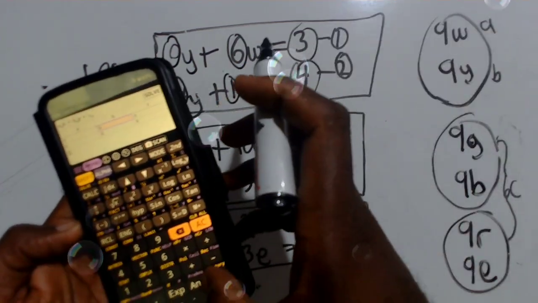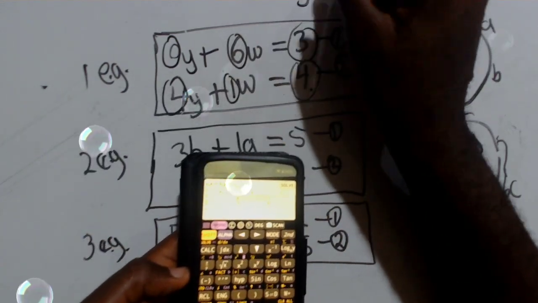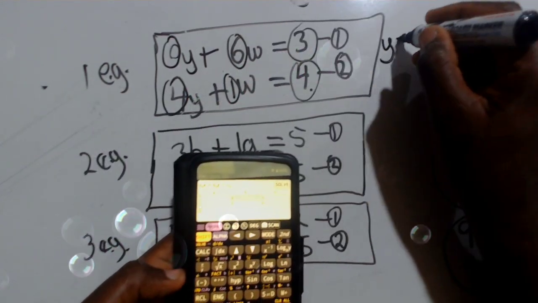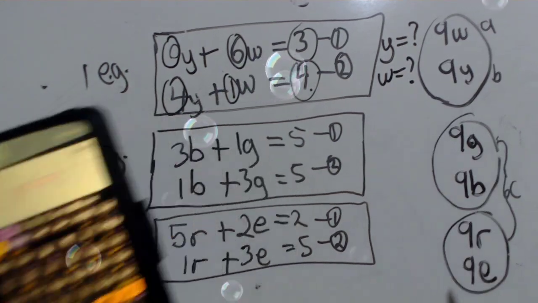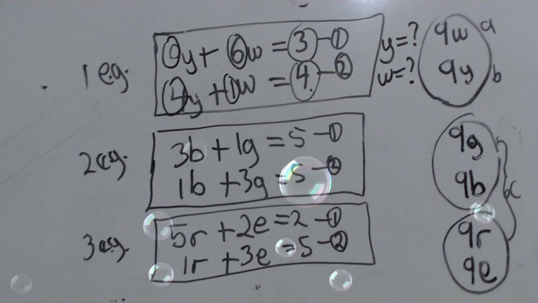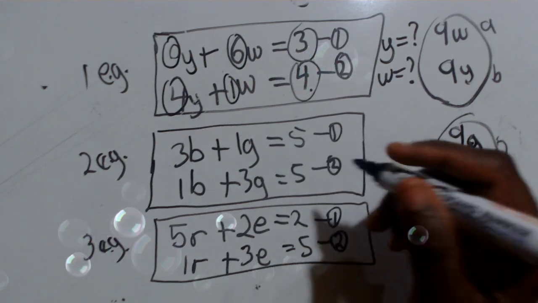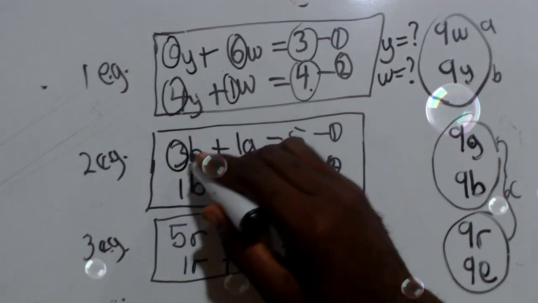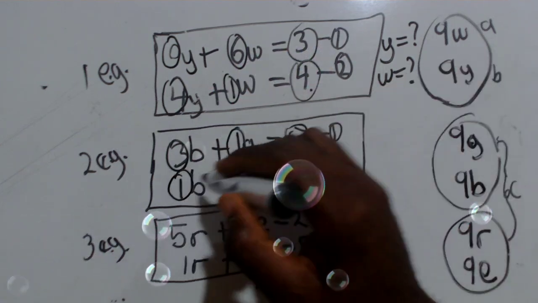So when you press equal to on your calculator, it will give you the X. In this case, it will give you the Y figure and then the W figure. That's how you solve the simultaneous equation. So when we meet up, I'll demonstrate it to you on your real calculator. Yeah, so the coefficients, you put them in the calculator in that order. 3, 1, 5. 1, 3, 5.